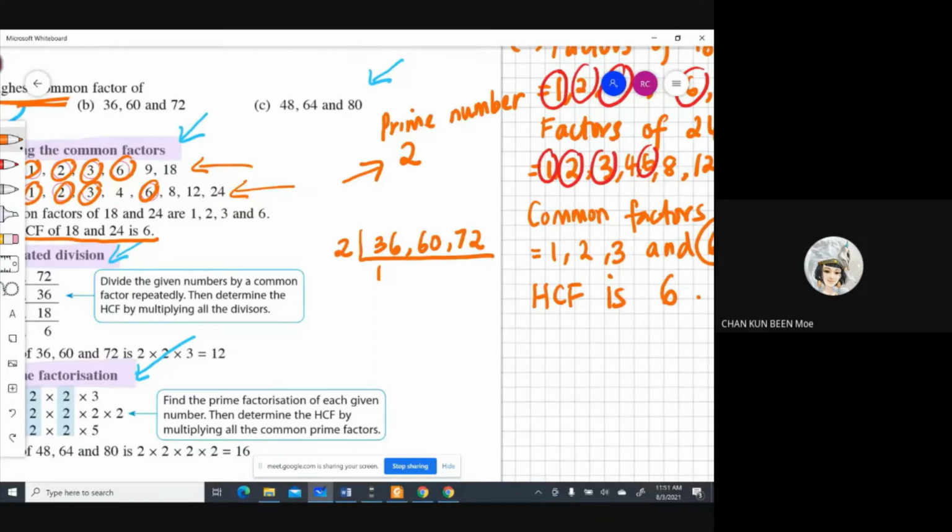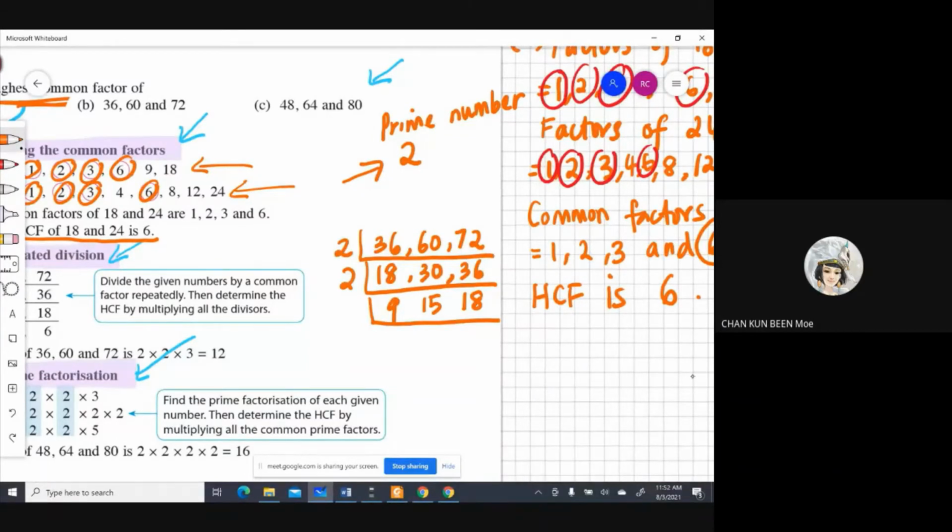Okay, 2 times 18 is 36. 2 times 30 is equal to 60. 2 times 36 is 72. Okay, followed by the next one here. Now, I still can use 2, right? 2 times 9, 18. 2 times 15, 30. 2 times 18, 36. So now here, this part, I cannot use 2 anymore. 3. Okay, I need to change.